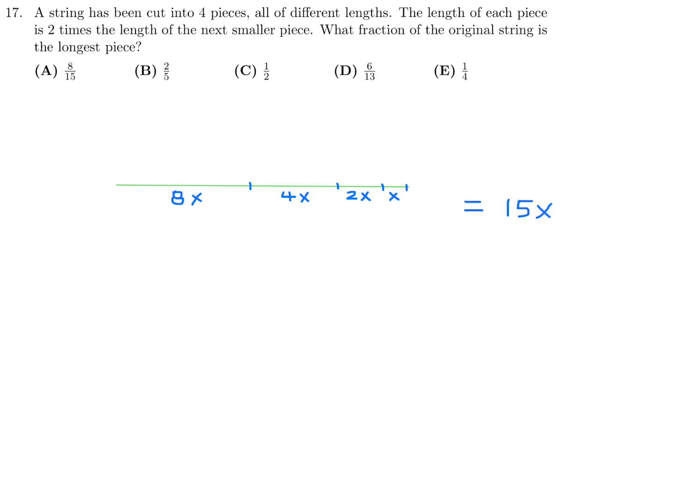And they're asking what fraction of the original string, which is 15x, is the longest piece? Well, the longest piece is 8x, so 8x over 15x is my fraction, and the x's cancel, so you're just left with 8 over 15. And therefore, number 17, the answer is A.